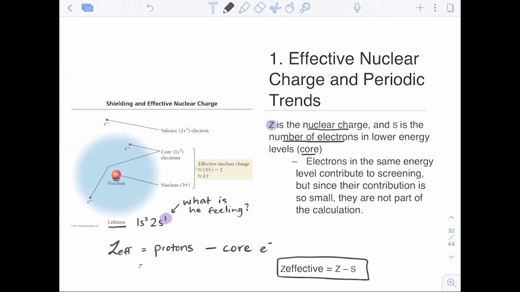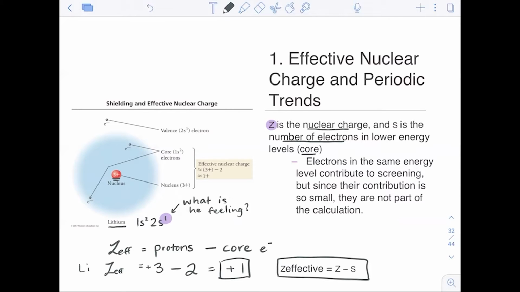So for lithium, the Z effective is 3 minus 2, which is plus 1. Which means the outermost electron is feeling about 1 proton. It's not a perfect calculation, but it's effective.